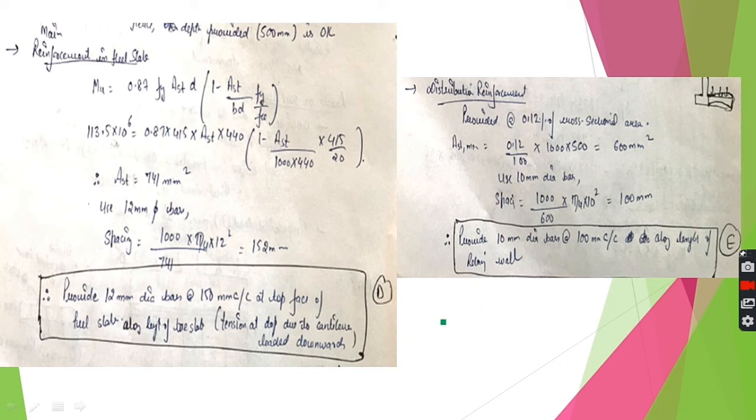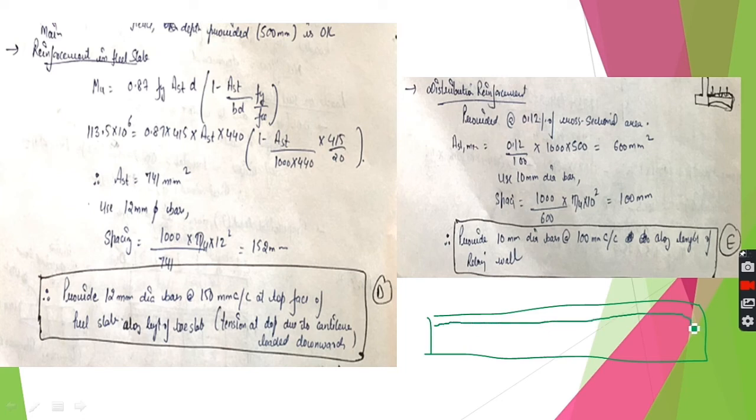So if this is the heel slab, this reinforcement will be provided on the top face due to the downward direction of load, along the width of your heel slab like this, at the spacing of 150 mm center to center on the top face.